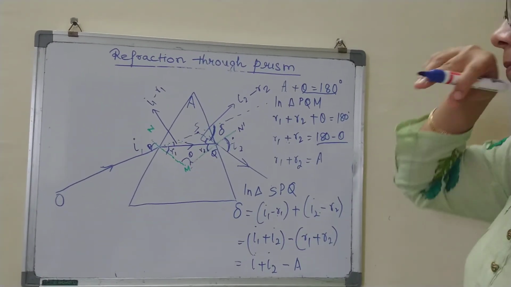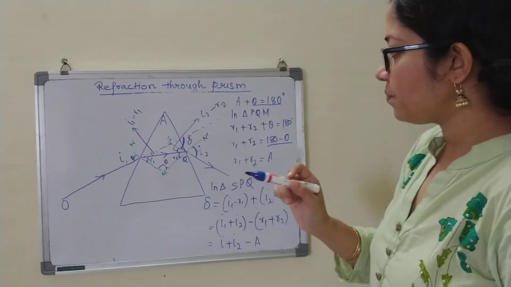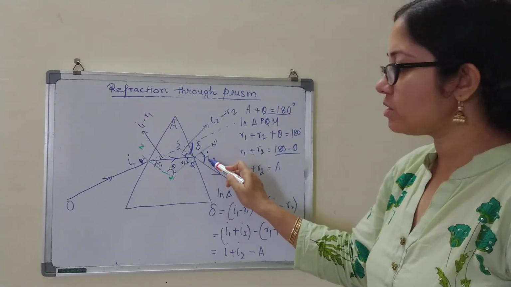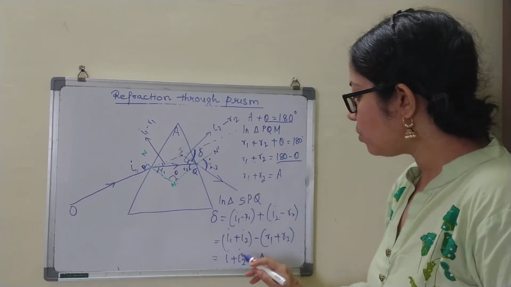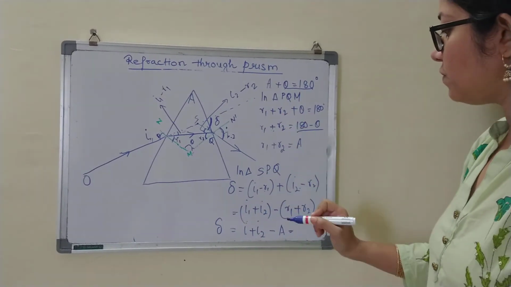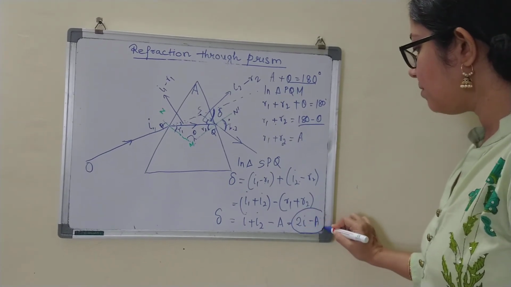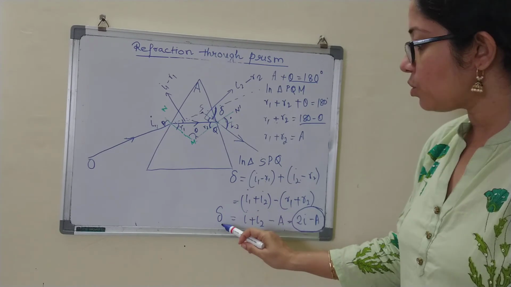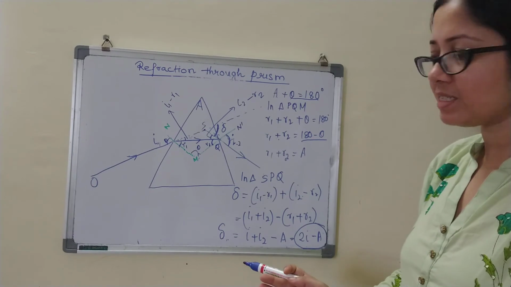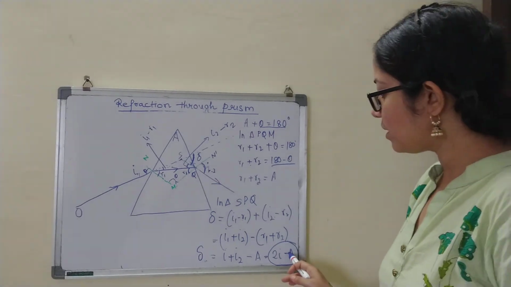Now we will see that when there is minimum deviation, the angle of incidence is equal to the angle of emergence. Both are equal. So I can write here instead that delta, the angle of deviation, is equal to 2I minus A. This is the mathematical derivation to show the relationship between the angle of deviation, that is how much light is deviated, and the angle of the prism. Okay, thank you children.